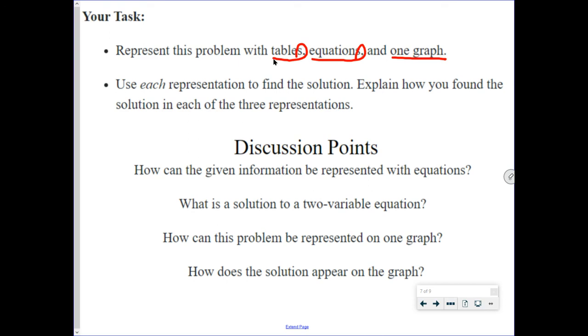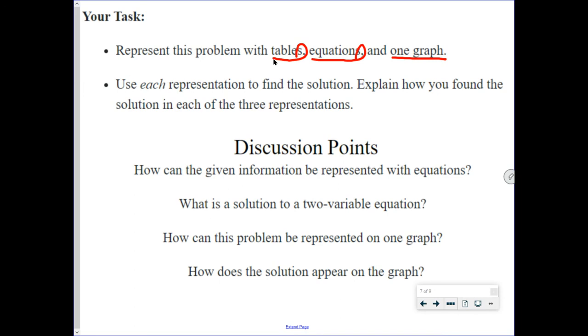All right, so I expect to see one table for each tree, one equation for each tree, and one graph on which both trees are on. And if you saw my list of materials, I did say colored pencils, hint, hint, nudge, nudge. You should have that. Use each representation to find the solution. Explain how you found the solution in each of the 3 representations. What solution are we talking about? When the 2 trees are going to be the same height.